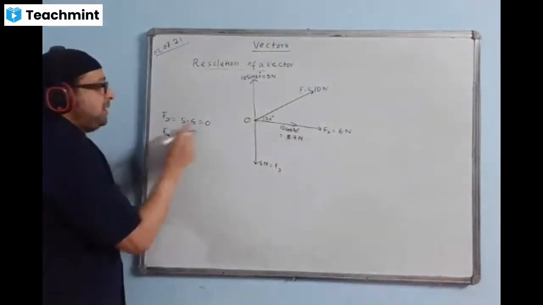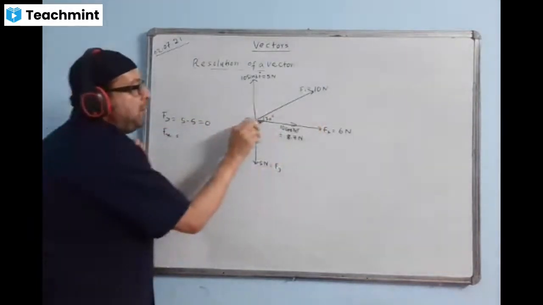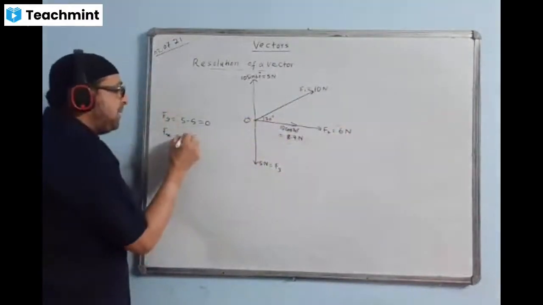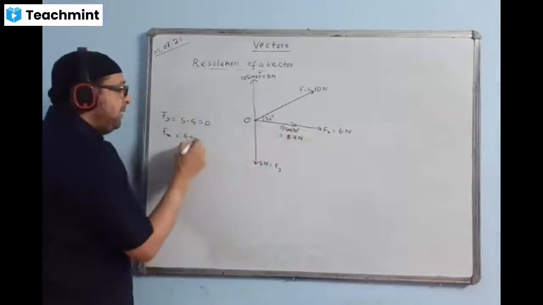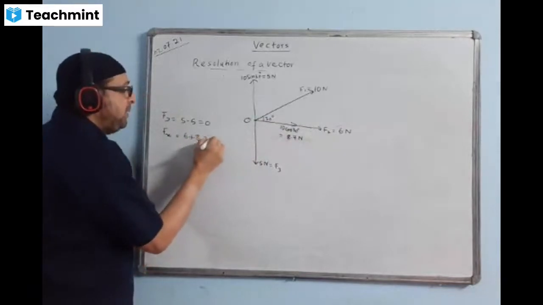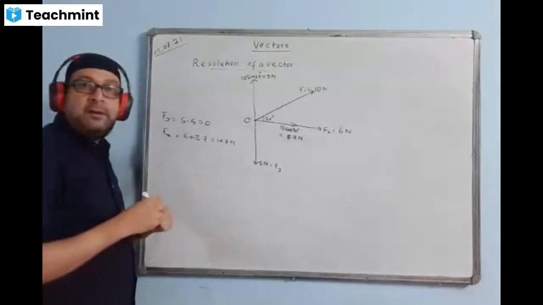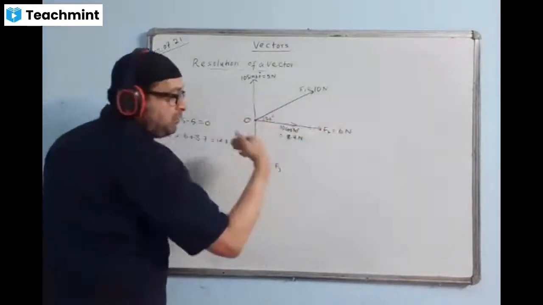Fx, along the x-axis, what is the value coming? One is already there, 6 Newton, and one more is coming, 8.7. We can add them since they are in the same direction. 6 plus 8.7, the answer is 14.7 Newton. What direction? To the right side.